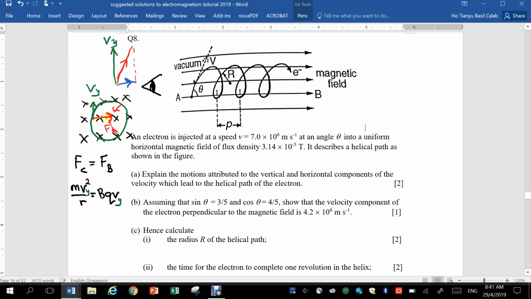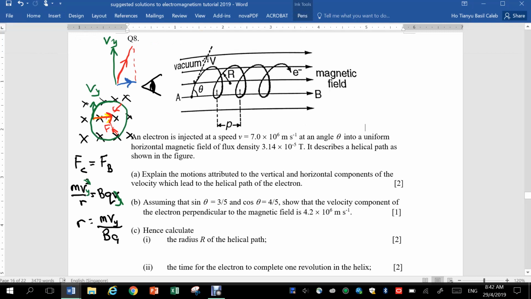So with this, we can cancel out. Vy cancels out with v squared over here. Then we can rearrange the equation to be r equals m vy over B q. Oh, over Bq, not vy.